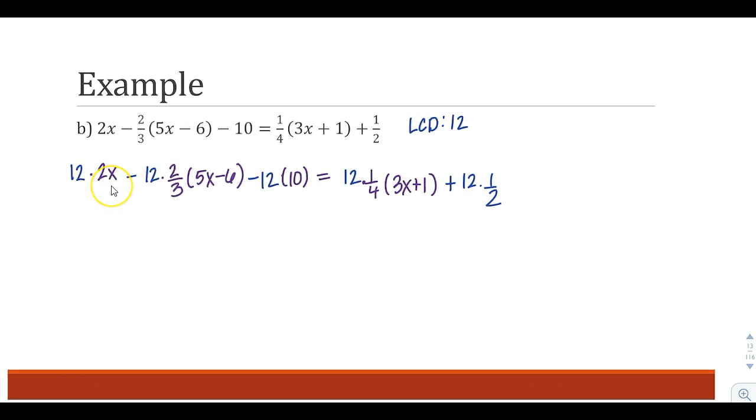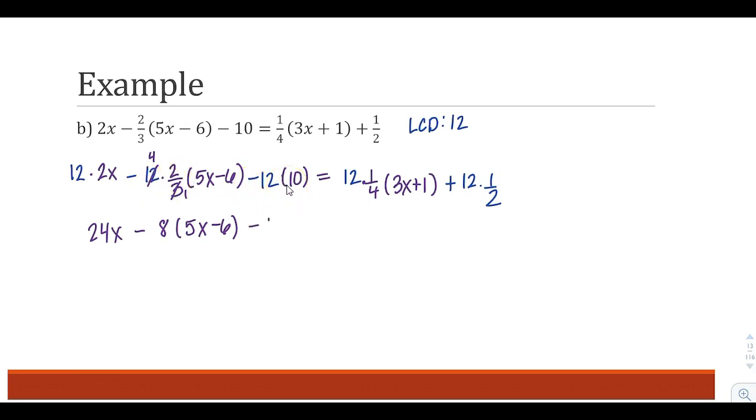So we have 12 times 2x, that's going to give me 24x. And then we're going to simplify this 12 times 2/3. So the 3 divides into 12 4 times, so I have minus 8 times 5x minus 6. So the 12 doesn't also apply to the 5x minus 6. It's just multiplied by this number here in front.